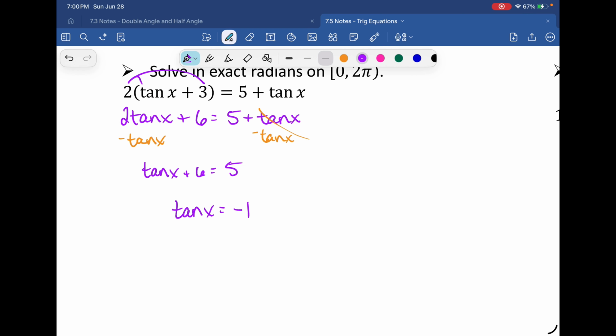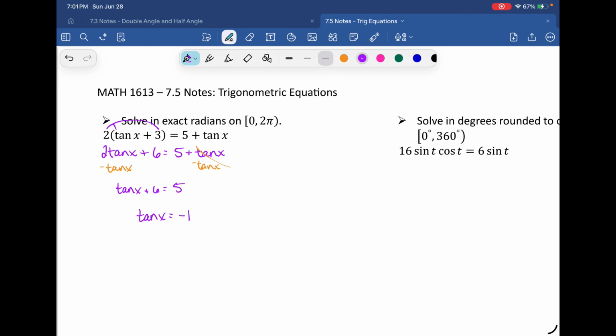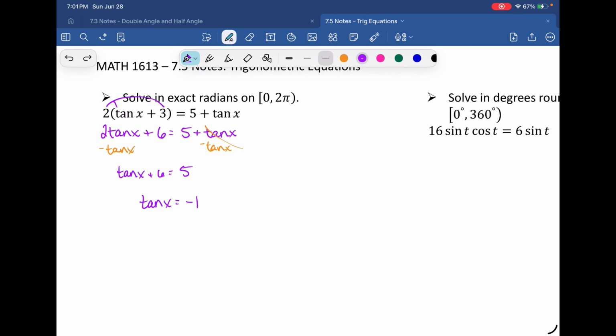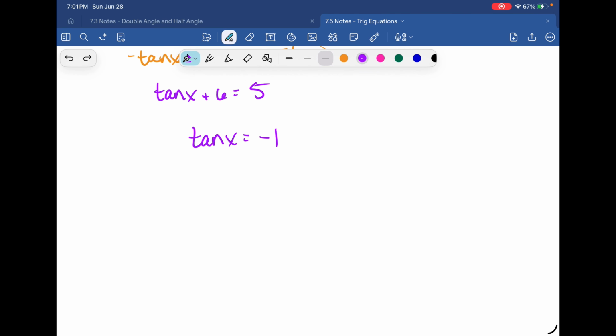Okay, so I'm looking on the unit circle where tangent values are -1. This is y over x, -1. Opposite signs occur in quadrants 2 and 4. And I'm limited on my domain. So where opposite signs occur, 2 and 4, and since I'm getting -1, the x and y need to be the same value. That is 3 pi over 4 and 7 pi over 4.